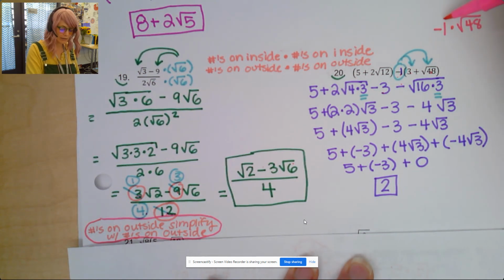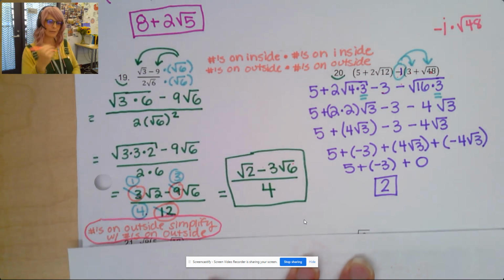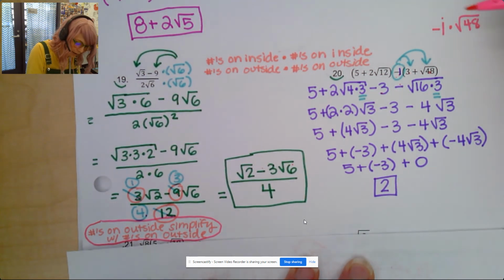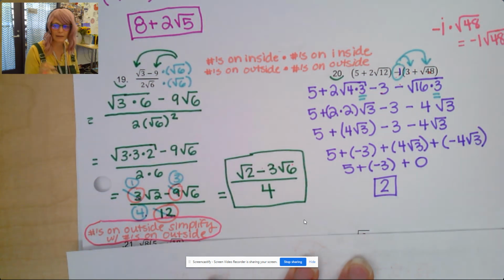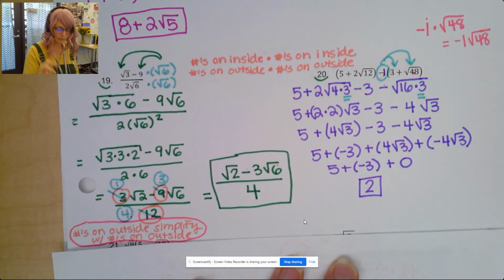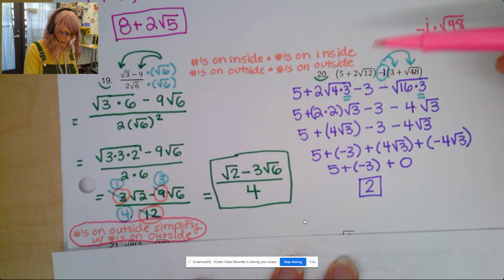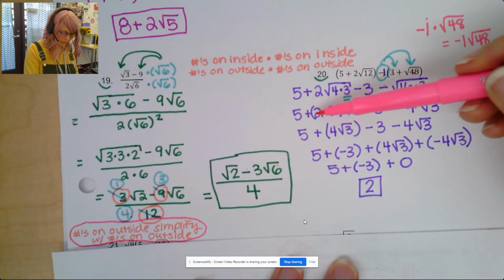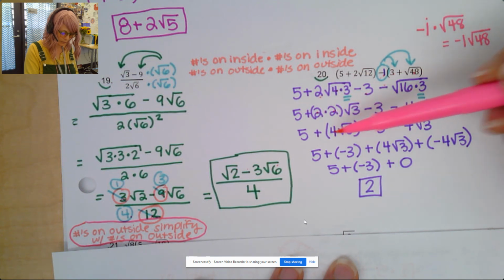Numbers on the outside times numbers on the outside. Numbers on the inside times numbers on the inside. Simplify, simplify, simplify that radical. So that's why this is -1 square root 48. The negative does not go through the house. So from here, square root of 16 is 4. I pulled that out. Square root of 4, 2. So don't forget I have a 2 on the outside. 2 times 2 is 4.